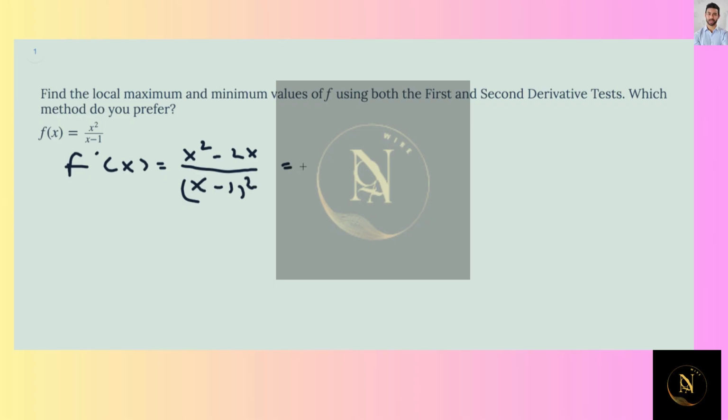And then what we're going to do is we can actually pull out a factor of x. So pull out a factor of x, and it'll give you x times (x minus 2) all over (x minus 1) squared. We set this equal to 0. Since only the top part of the function matters, we set the top equal to 0, so we get x equals 0 and 2.